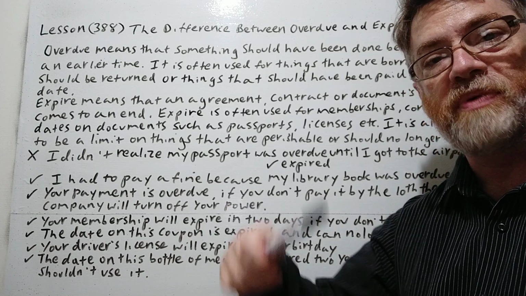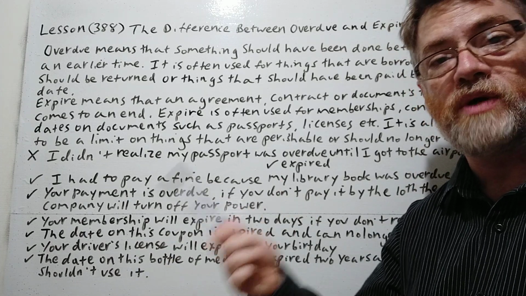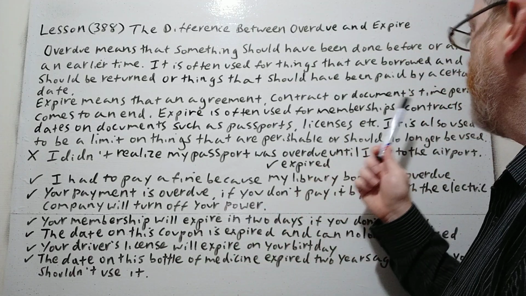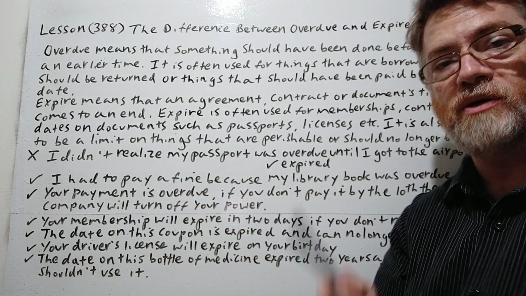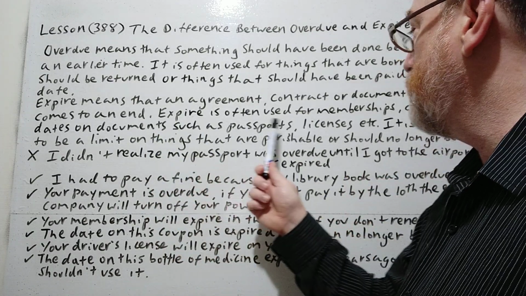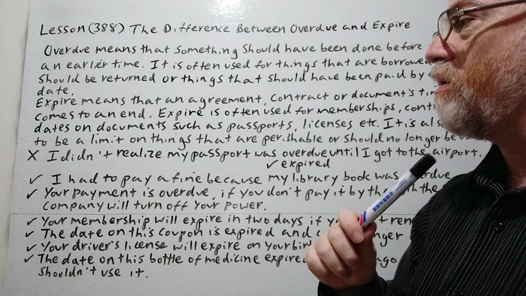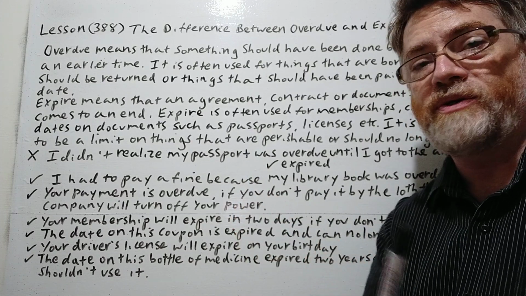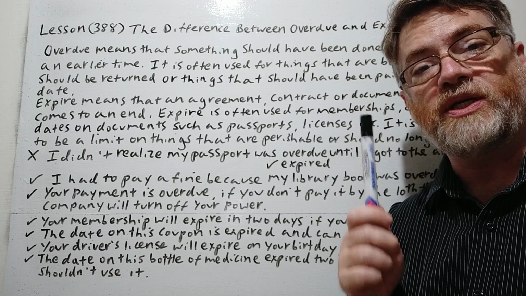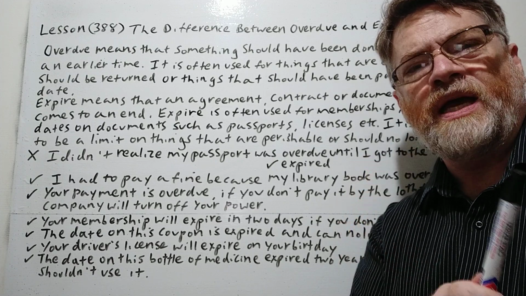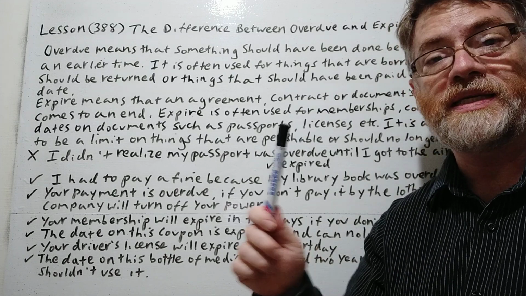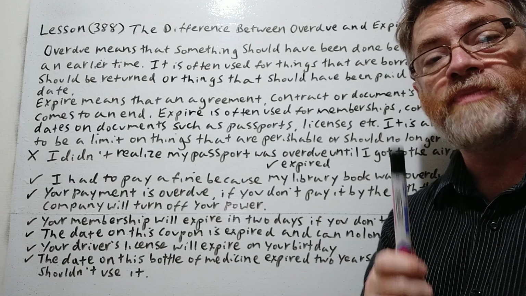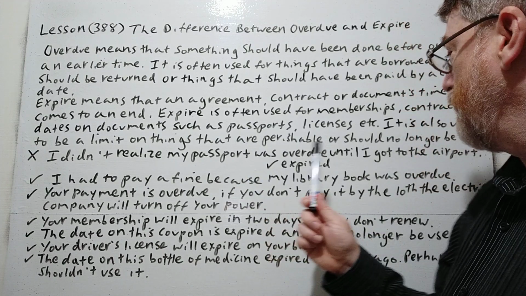That's why baseball players or sports players have to re-sign with a new contract, because the old one does eventually end. It expires. It comes to an end. Dates on documents, such as passports, license, etc. It is also used to be a limit on things that are perishable. Just like you go to the store, we have expiration dates on a lot of food. Usually the date on most of those is like a sell-by date, but it's still an expiration date, that stores cannot sell it past a certain date. So you have expiration dates on lots of food.